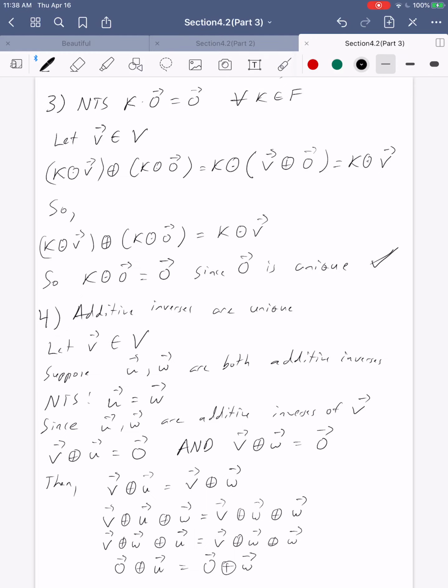And that's exactly what we wanted to show, namely that we needed to show those two additive inverses were the same. So when we talk about an additive inverse, we can say the additive inverse, and we're all safe in saying that. Okay, let's go ahead and talk about property 5. So we need to show that negative V equals -1 scalar multiplied with V.